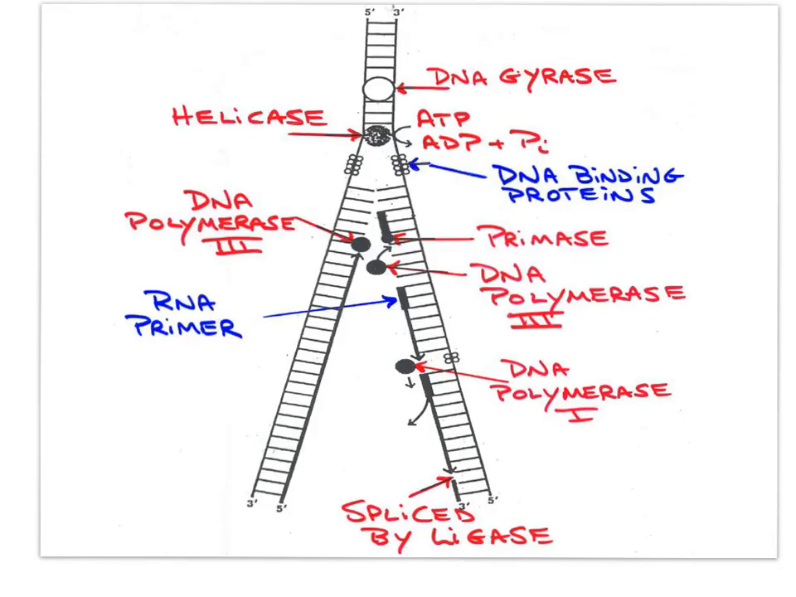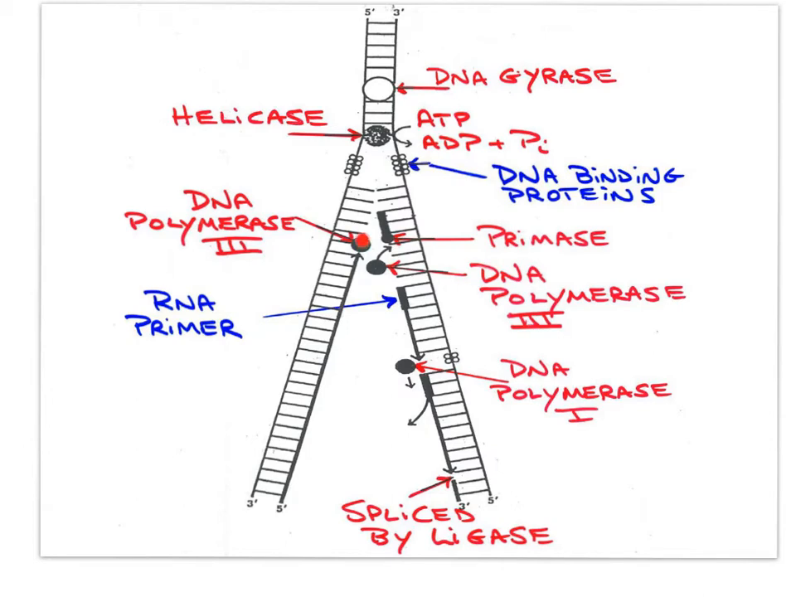Here is another image that shows all the enzymes with the exception of ligase. Gyrase relieves the supercoiling of DNA as it unwinds. Helicase is unwinding the DNA, breaking the hydrogen bonds as the replication fork opens in this direction. The single-strand binding proteins hold the DNA open, giving the enzymes access to the DNA. Primase, seen here, is constructing the short RNA primer to which DNA polymerase can add nucleotides.